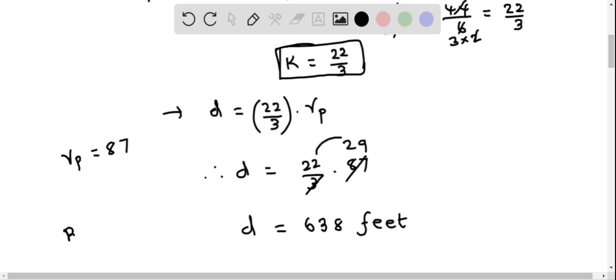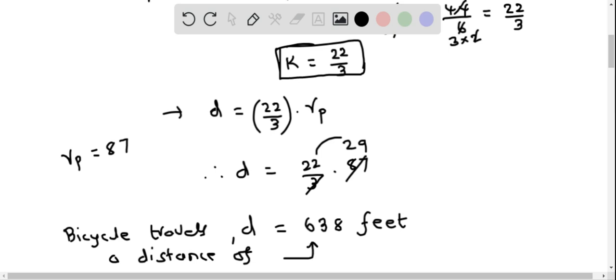Therefore, the bicycle travels a distance of d, which is 638 feet.